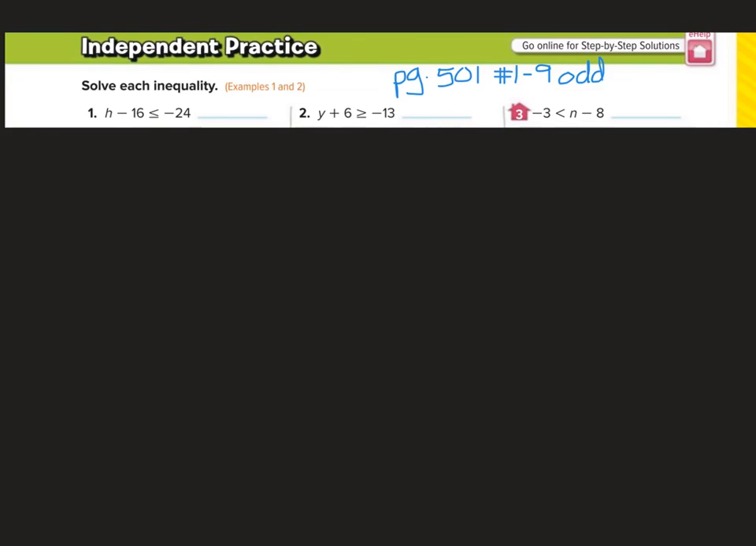This is the Chapter 6, Lesson 6 homework assignment, page 501, numbers 1 through 9, odd. Solve each inequality. H minus 16 is less than or equal to negative 24. I'm going to add 16 to both sides using the addition property of inequalities.